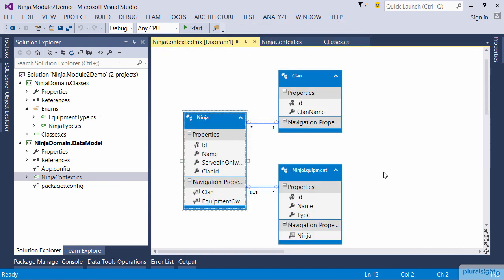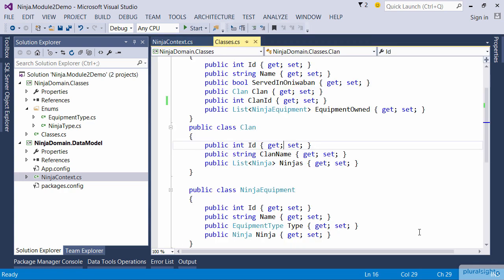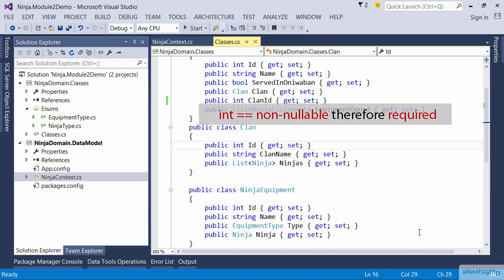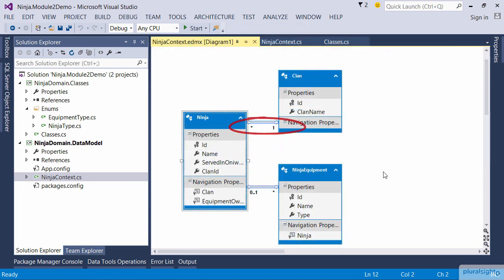So let's get back to understanding why Entity Framework understood the one-to-many relationship between Clan and Ninja, but between Ninja and NinjaEquipment, it inferred a zero-or-one-to-many relationship. The fact that I have Clan ID and it's an integer, and an integer is non-nullable, Entity Framework said, well, if Clan ID can't possibly be null, then I must always have a clan. Therefore, this is going to be a one-to-many relationship. But I don't happen to have that in NinjaEquipment, so it didn't have anything to guide it to say, I must have a Ninja. Therefore, the assumption was I don't necessarily have to have a Ninja for equipment.